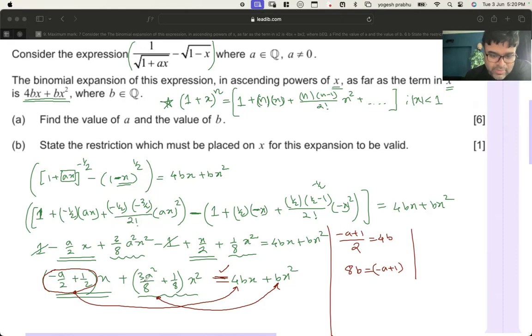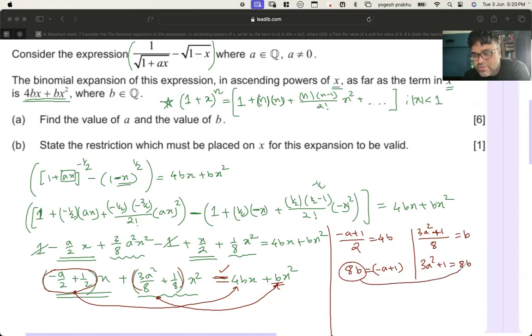And when I compare the second one, I'm going to get 3a squared plus 1 over 8. The second bracket, right, is same as this, no? Is equal to b. So you get 3a squared plus 1 is equal to 8b. And well, you know what 8b is, right? So you can plug in, let's say, 8b here. So we plug that in here. So you get 3a squared plus 1 is equal to minus a plus 1.